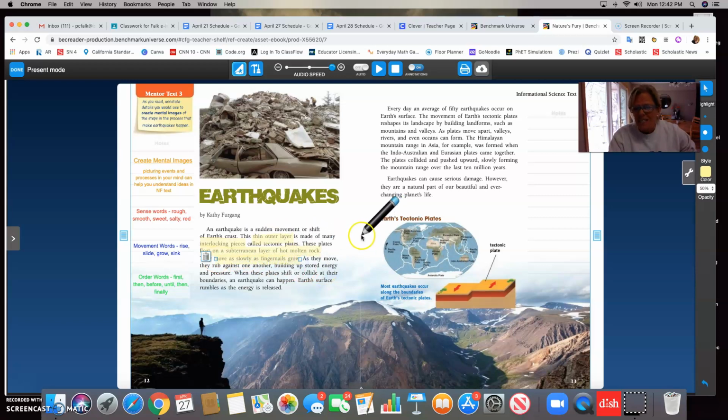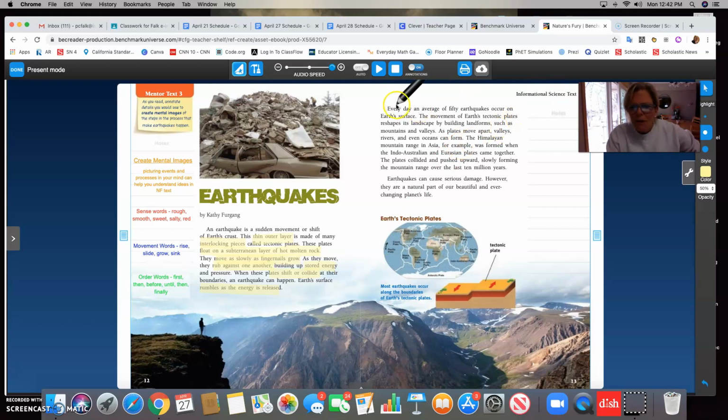So do you think we can see those plates moving? Probably not, because they're moving so slowly. As they move, they rub against one another, build up stored energy and pressure. When the plates shift or collide at their boundaries, an earthquake can happen. Earth's surface rumbles as energy is released. Okay, so it kind of gives us a mental picture of what's happening from kind of the beginning to the end.